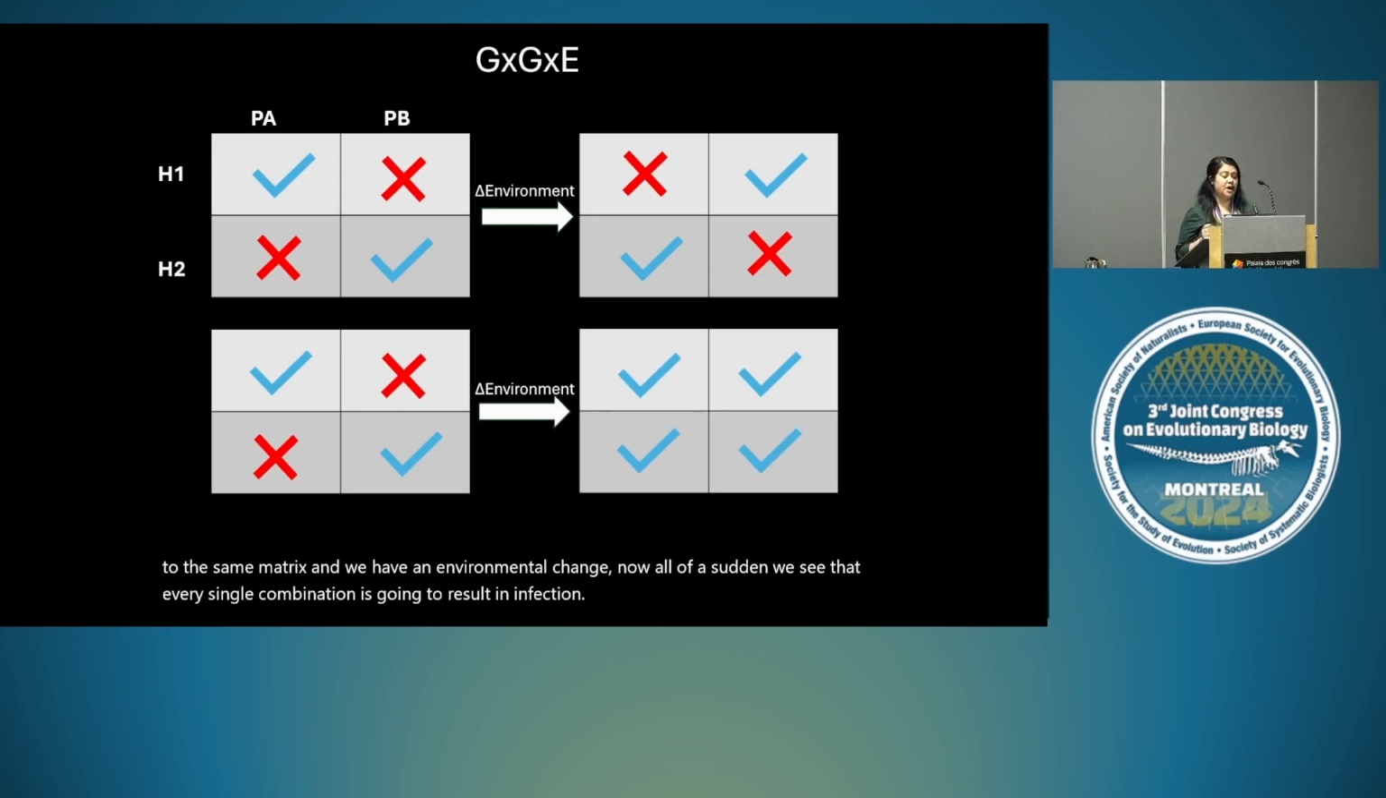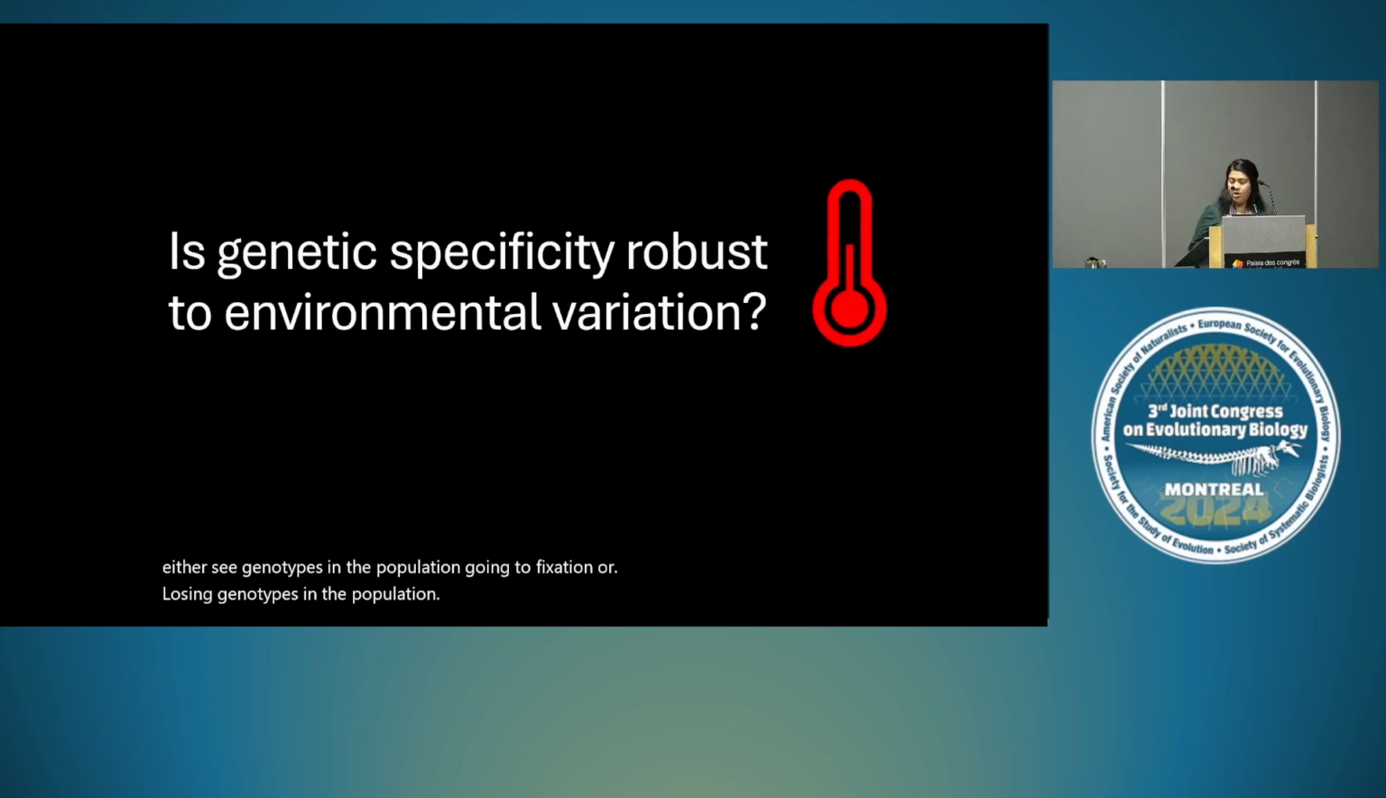Both of these circumstances could result in us losing that rare host advantage, and then we could either see genotypes in the population going to fixation or losing genotypes in the population. So I set out to test if genetic specificity is robust to environmental variation, and I will be using temperature as my environmental variable. It continually changes, and it is really important and changes quite a bit during my study organism's reproductive season.